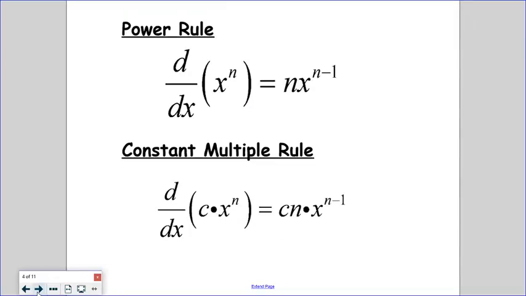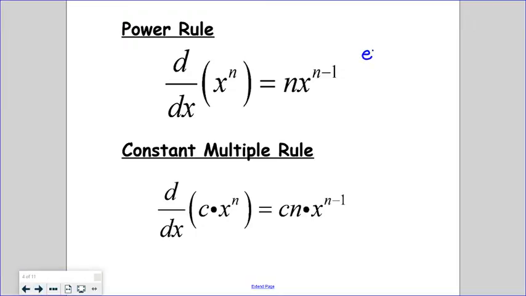Okay, then this is what we kind of figured out during our warm-up today: the power rule and then the constant multiple rule. The power rule says that if you have a variable raised to a number, the derivative of a variable raised to a number, that exponent that was there becomes the leading coefficient, and then you subtract 1 from your exponent. It always will go down 1 degree. So let's do an example.